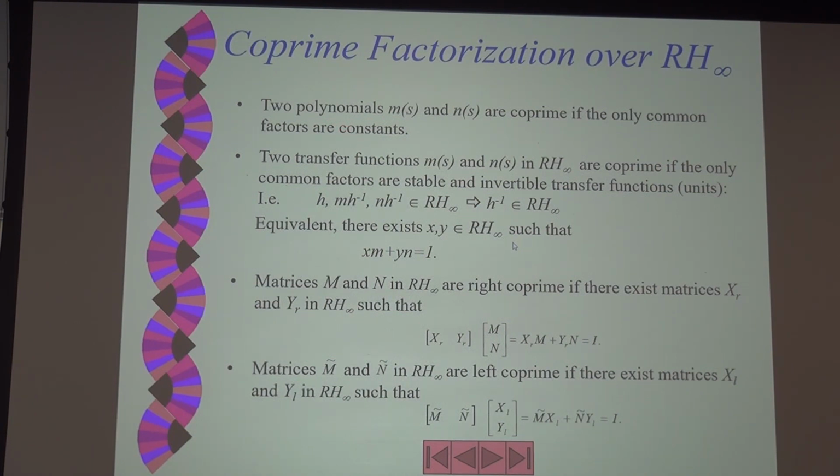That constant is just scaling, okay? But you cannot have a factor like 1 plus s or 2s plus 1. You cannot have those common factors. If you don't have any common factors, then we call it coprime. So this is easy to understand.